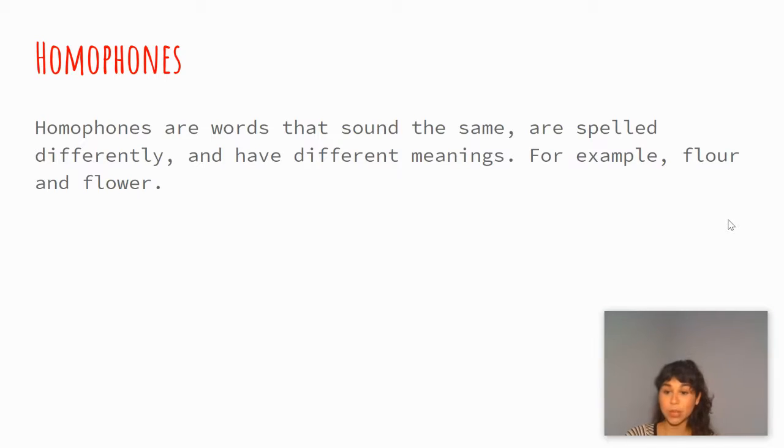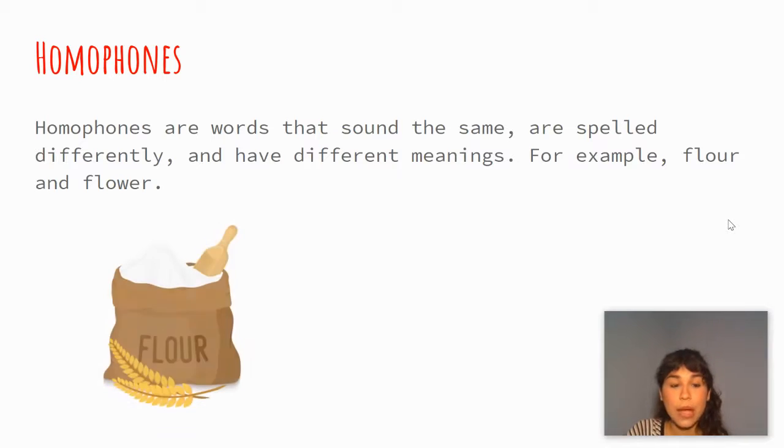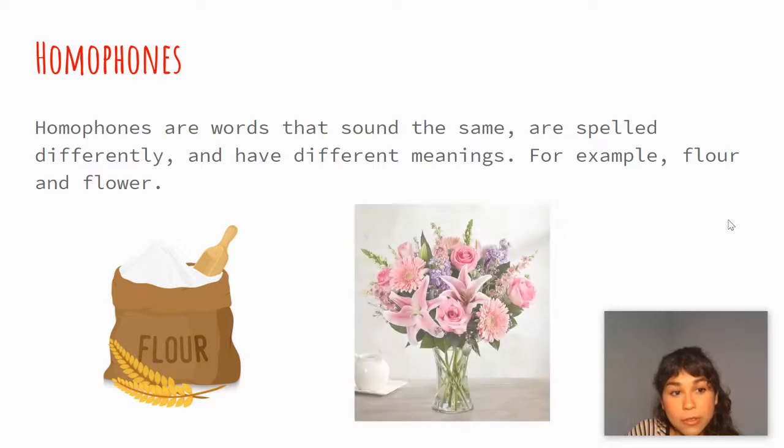For example, the words flour and flower. Notice how they sound the same, but they are spelled differently. Flour, spelled F-L-O-U-R, is an ingredient used to make cakes, bread, muffins, and many other kinds of foods and pastries. The word flower, spelled F-L-O-W-E-R, is a plant, just like I have pictured here.